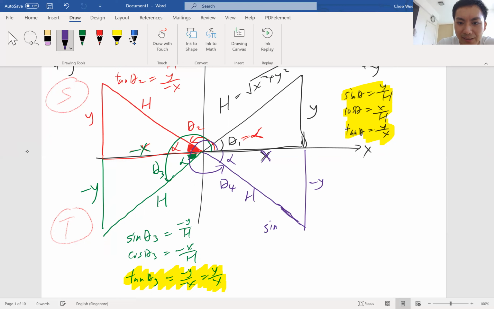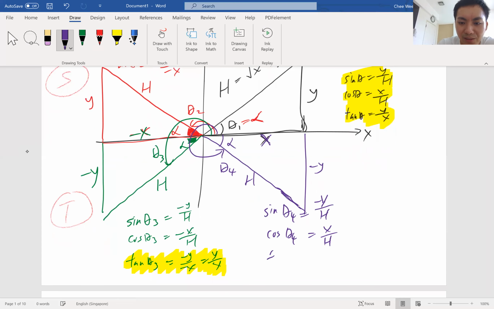So sine theta 4 is actually negative y over h. Cosine theta 4 is actually positive x over h. And tangent theta 4 is actually negative y over x. So in the world of Q4, only cosine is positive, giving us the namesake of C.